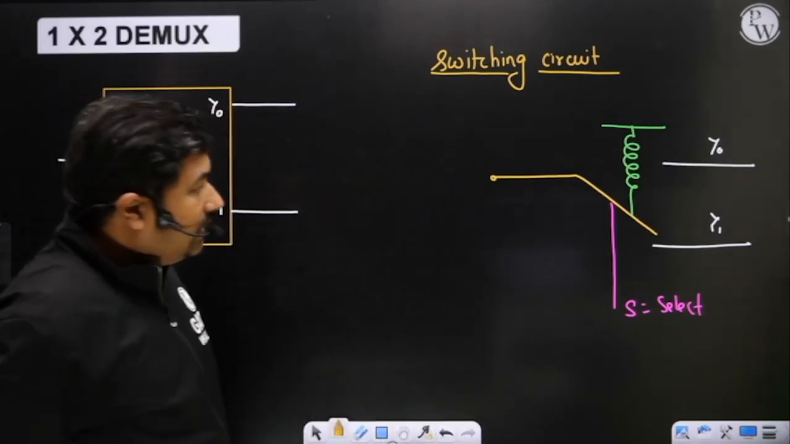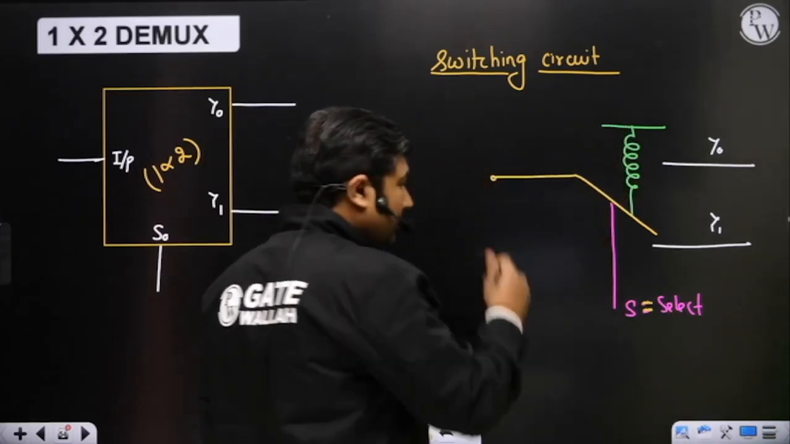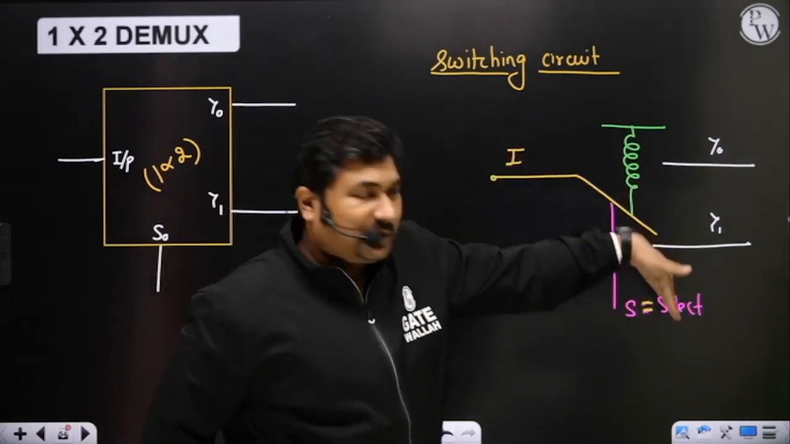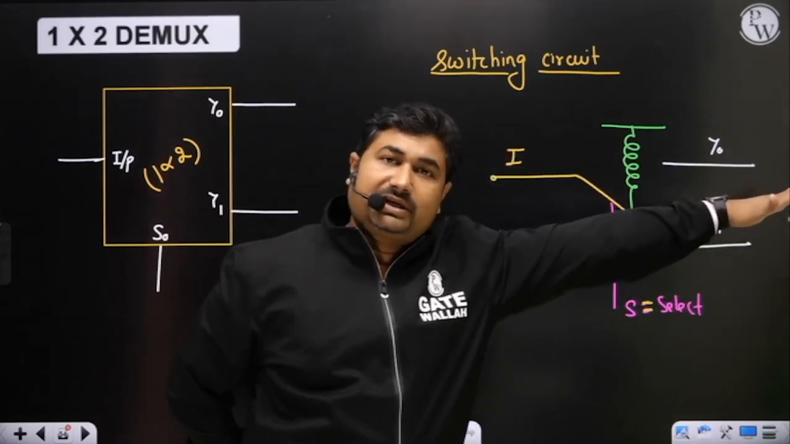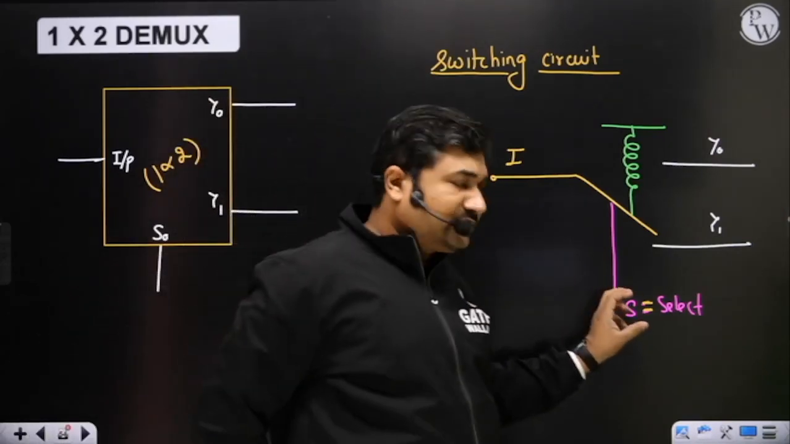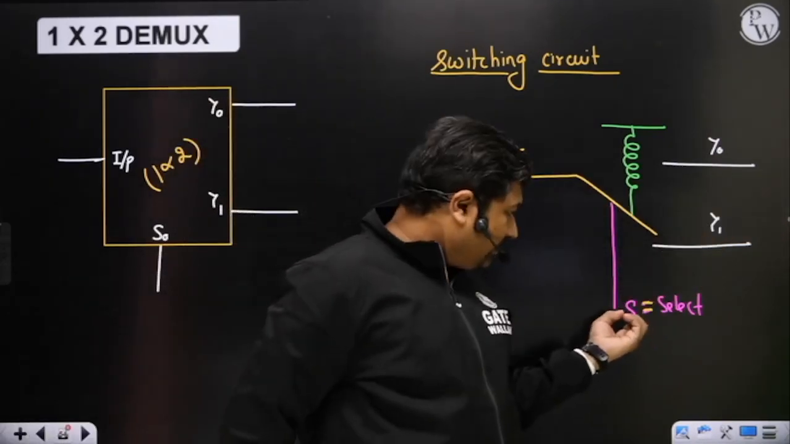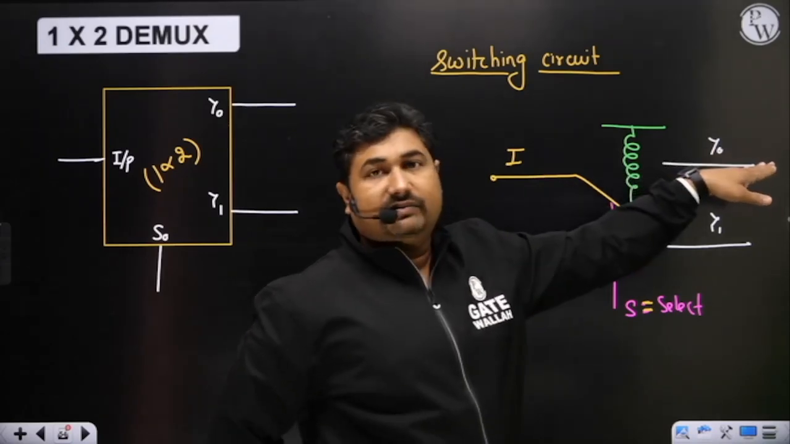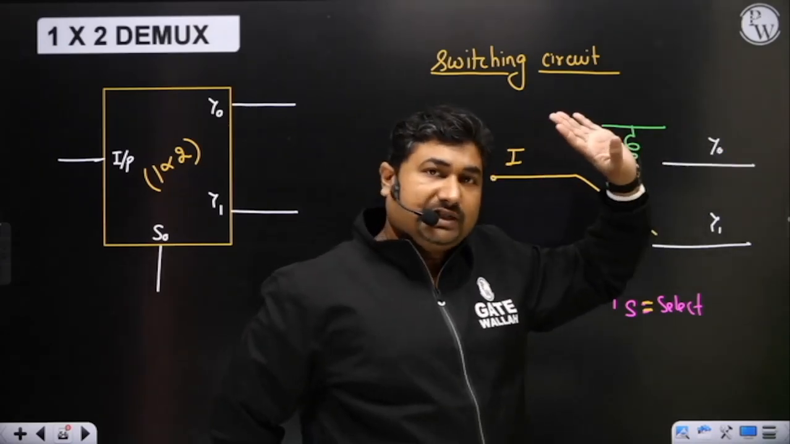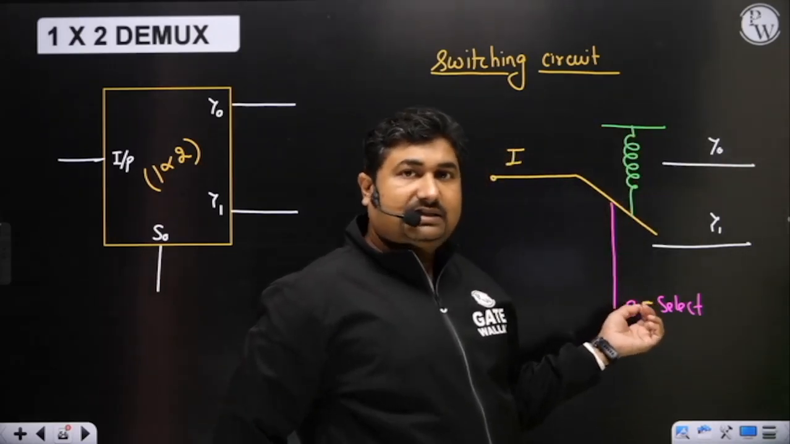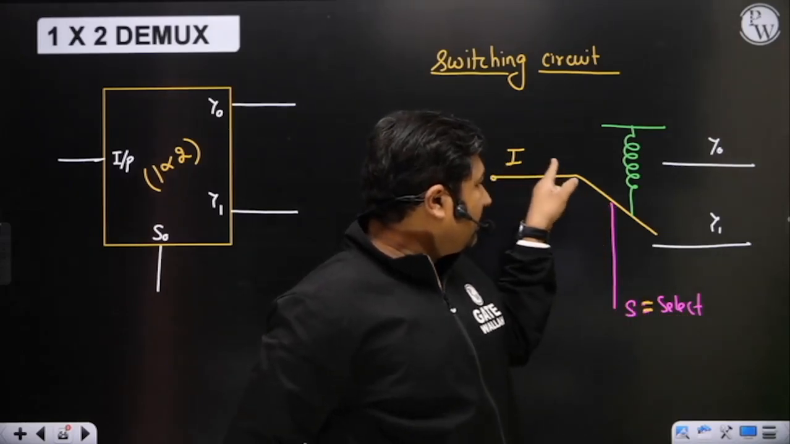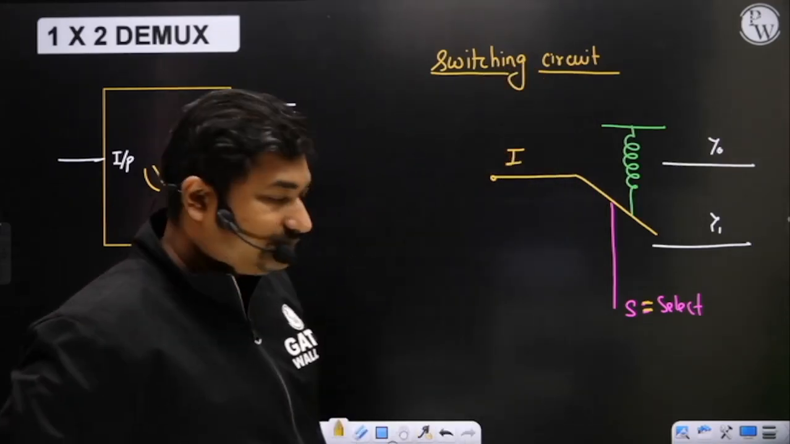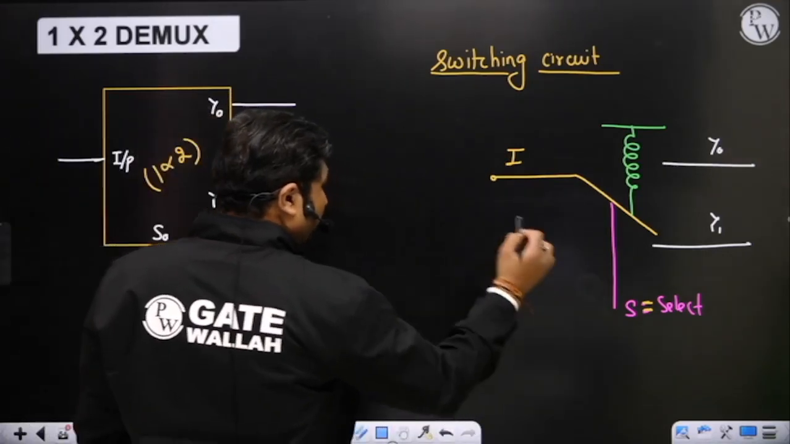Now please see, I am taking this as select, S, and the input I. If I apply a force over this string, the switch is connected to Y1. Whatever information is given to I is transferred to output Y1. So when select is 1, input is transferred to Y1. When I do not apply any force over this string, the spring returns the switch to connect with Y0. Whatever information is on I is transferred to Y0. It means when S is 0, information I is transferred to output Y0. Is it okay? Up to this part, everything is clear.